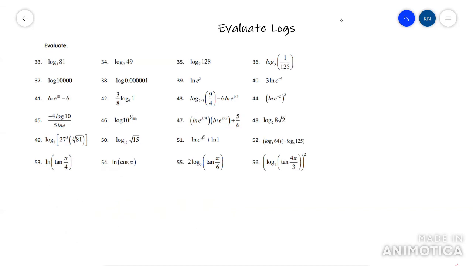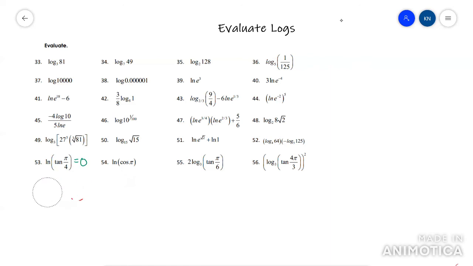All right, now look at 53. You have to evaluate tan pi over 4. Tan pi over 4 is 1. So really you have ln of 1, which is log base e of 1. So when you go to evaluate it, you're like, okay, well, e to the something makes 1. The only exponent that could possibly be here would be 0, because anything to the 0 is a value of 1. So therefore, this one, when you evaluate it, is 0.